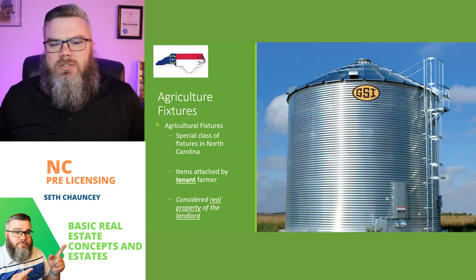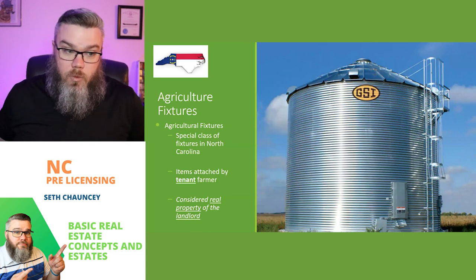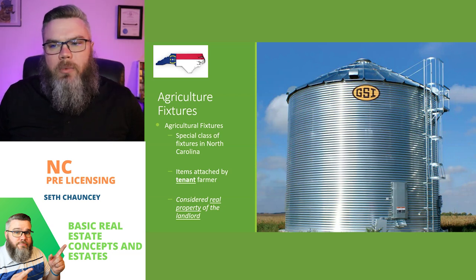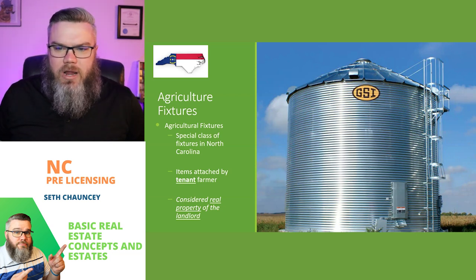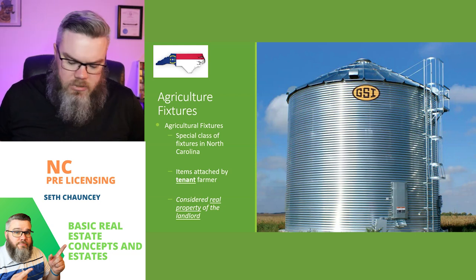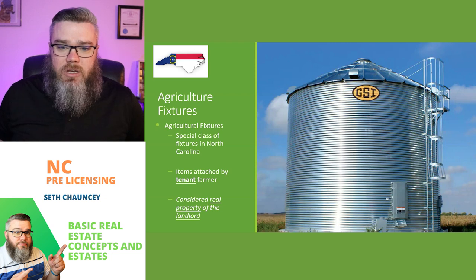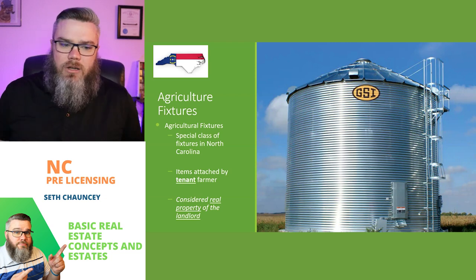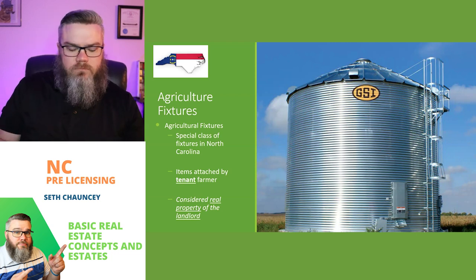Like I said, folks, honestly, we're about to get into the way heavier stuff in just a moment, so don't let this eat away at you. It's just know the verbiage. An agricultural fixture is a fixture. A trade fixture is personal property. It just comes down to verbiage, okay? Just being able to recall this.